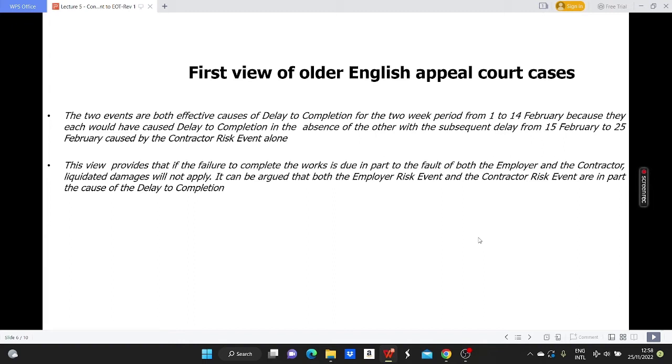This view provides that if the failure to complete the works is due in part to the fault of both the employer and the contractor, liquidated damages will not apply. It can be argued that both the employer risk event and the contractor risk event are in part the cause of the delay to completion.